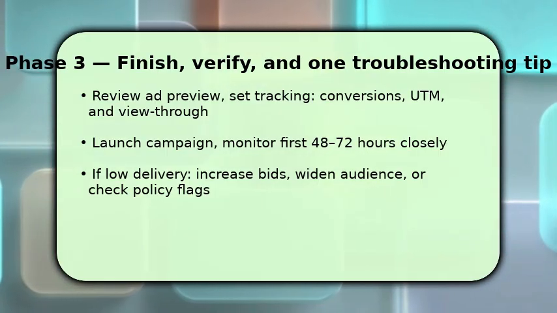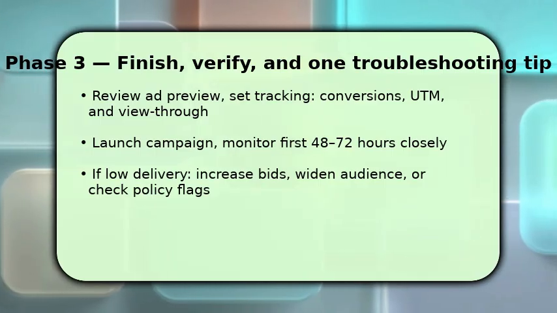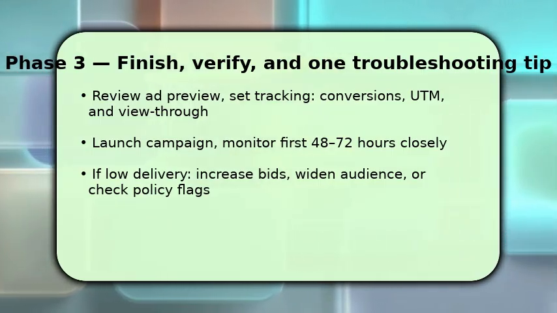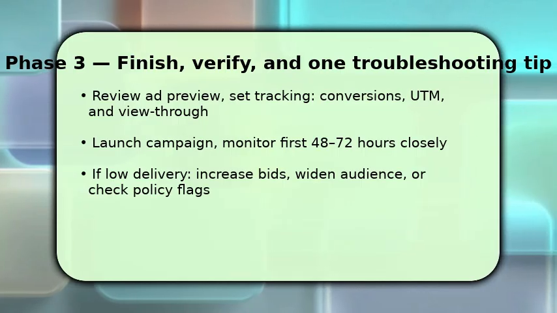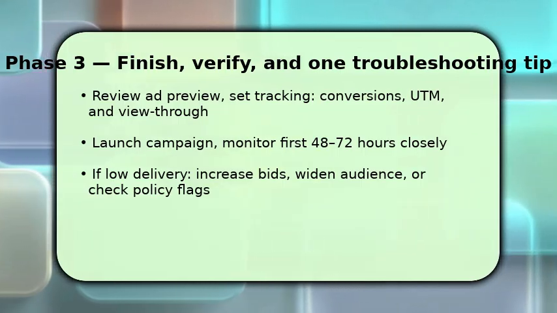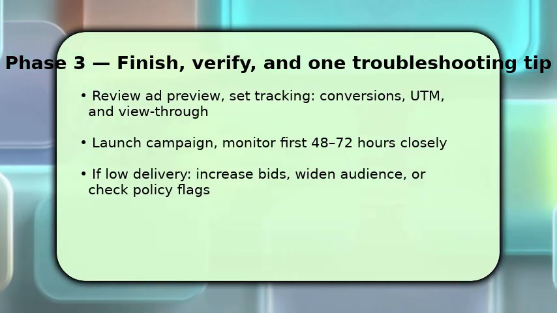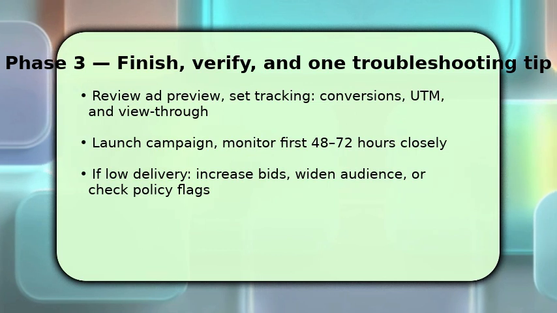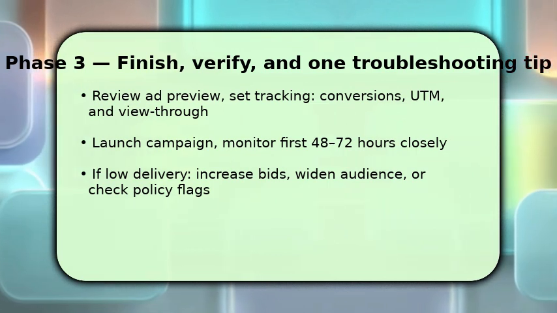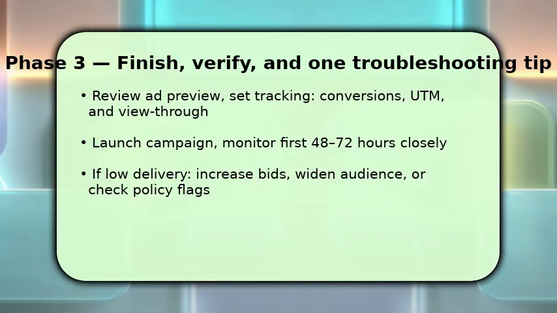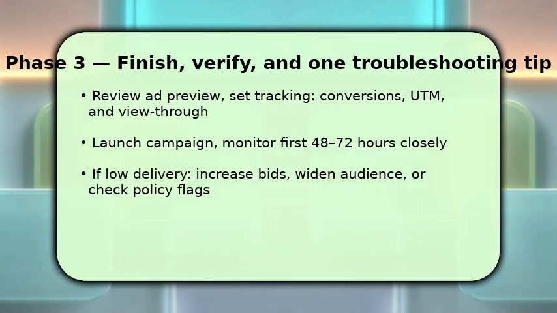Launch the campaign and watch performance during the first 48 to 72 hours. Early data tells you if creative or targeting needs adjustment. If delivery is low, increase bids, broaden your audience, or inspect policy notifications for disapprovals. One troubleshooting tip: if conversions lag but views are high, switch to a more conversion-focused bid and test a direct call CTA.